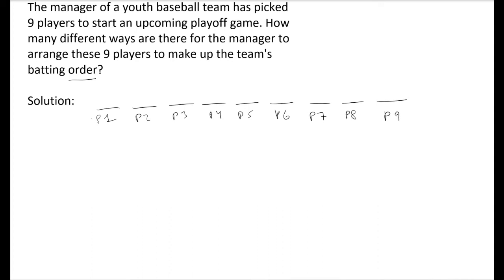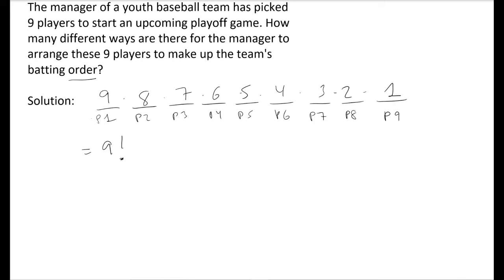So if you're looking at the first option, I only have 9 options for that slot. I have 9 players that I can choose from because I haven't chosen any players yet. Once I choose that one player, I'm only left with 8 players, and then 7, and then 6, and so on. Then by the multiplication counting principle, I can multiply these different ways together and get my total answer. Now notice that this is simply 9 factorial, right? So this is 9 factorial, so we can calculate this.